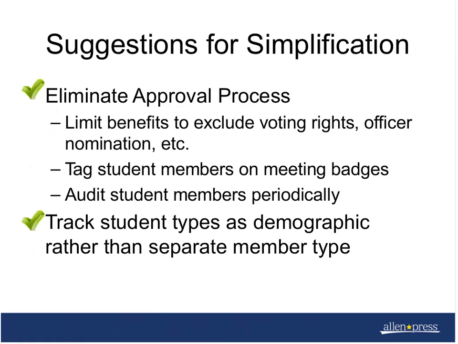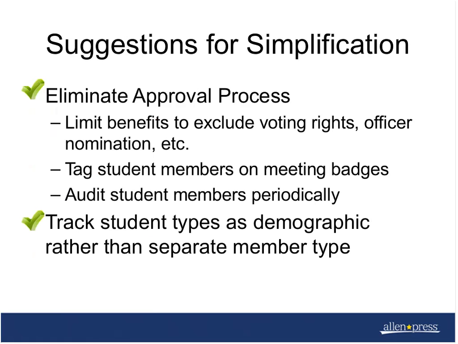Suggestions for the simplification of the process is to eliminate it. Eliminate the documentation requirement and anything that prevents you from gaining a student member. There are better ways to monitor the category to make sure no regular member is trying to sneak in at the cheaper rate. Member benefits can be basic.